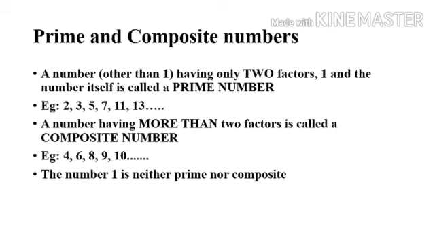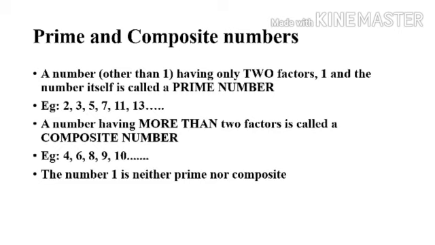Prime and composite numbers. A number having only two factors, 1 and the number itself, is called a prime number. For example, 2 has got two factors which are 1 and 2 itself. So 2 is a prime number. What about 3? 3 is also a prime number. It also has two factors which are 1 and 3. So the numbers 2, 3, 5, 7, etc. are prime numbers.